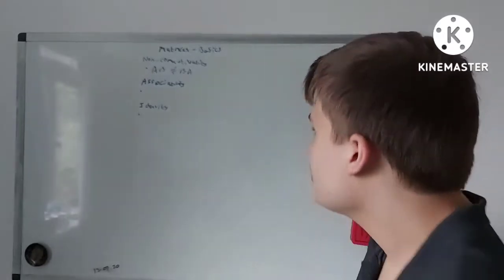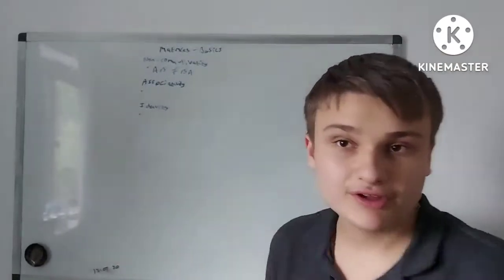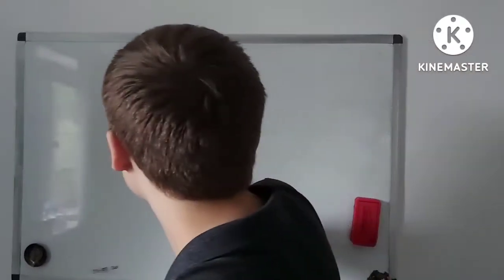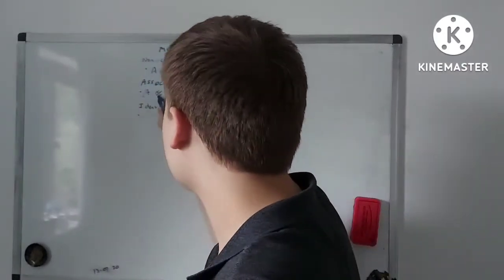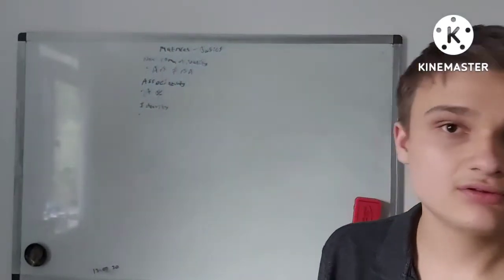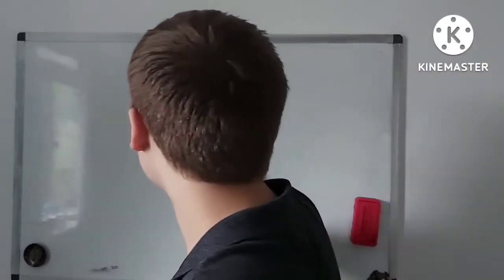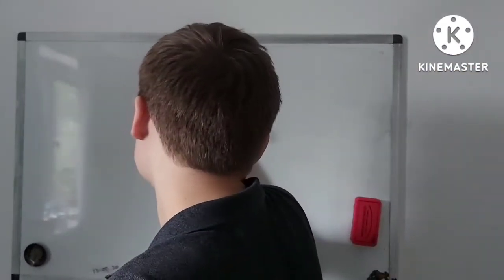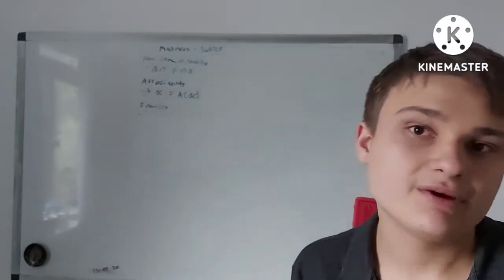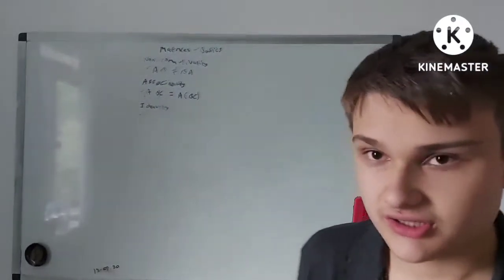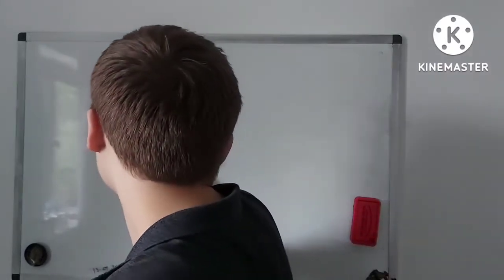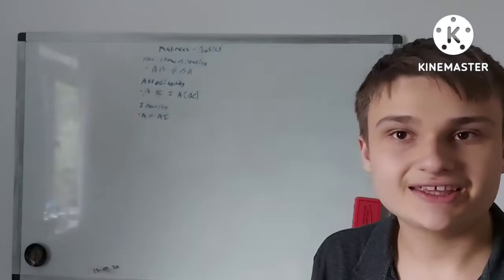The associativity of matrices, however, is slightly different. If I do A, B, C, I can do them in any order. A times B times C would therefore be equal to A times matrix BC. That's what I mean by the associativity. Now, for an identity matrix, if I take A and I multiply A by the identity, I get A back.